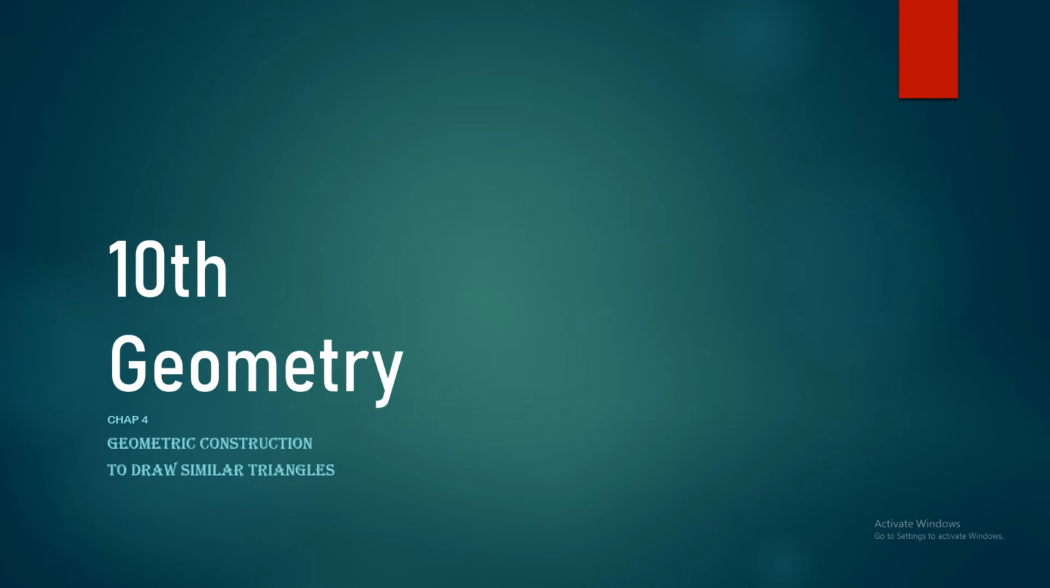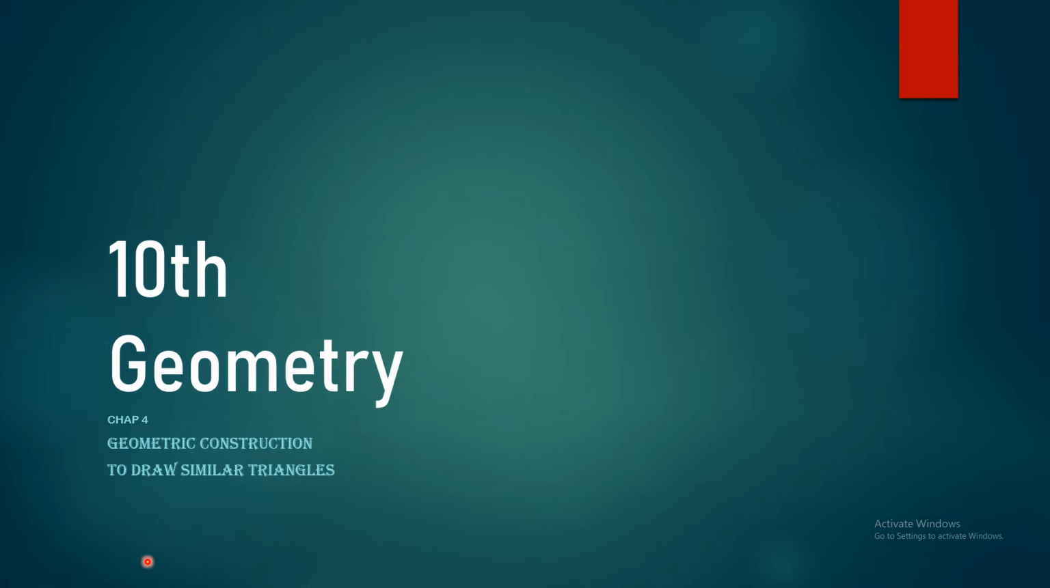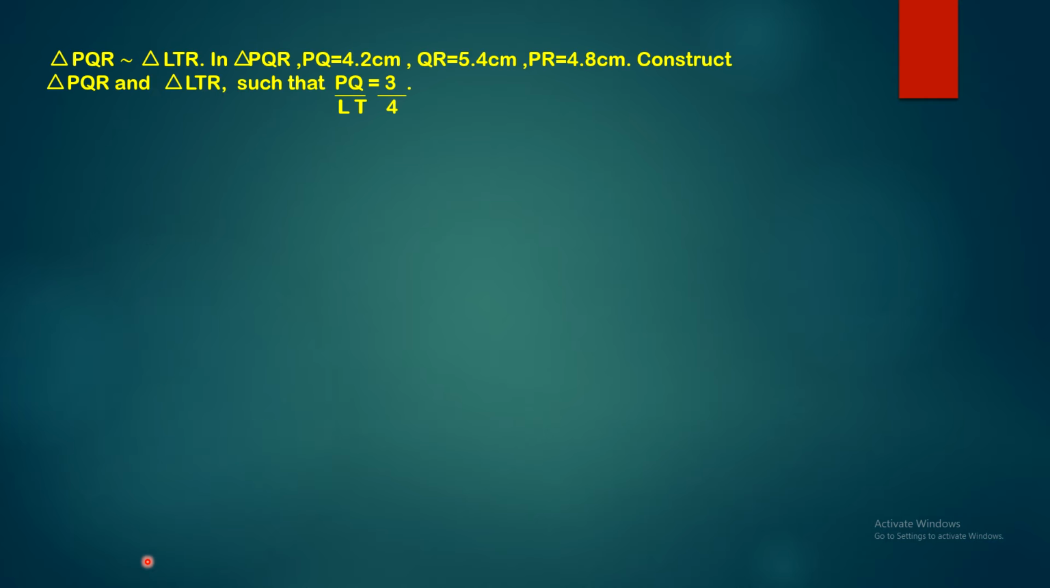Friends, today we are going to learn about 10th geometry, chapter 4, geometric construction. In this session we are going to learn how to draw similar triangles. Now take one example. Triangle PQR is similar to triangle LTR.